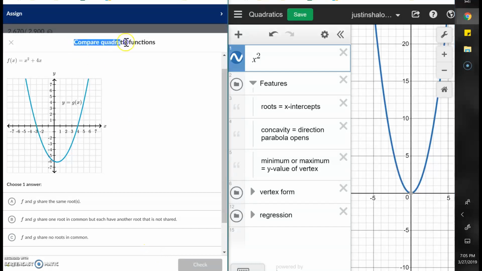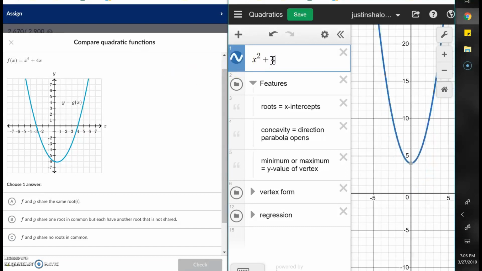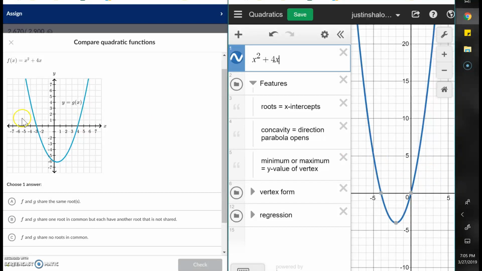Alright, here we're just comparing quadratic functions. The first function is given as an equation. The second one's already graphed for us. So let's just go ahead and put the first one in. We got x squared plus 4x. Now we can kind of compare the differences.